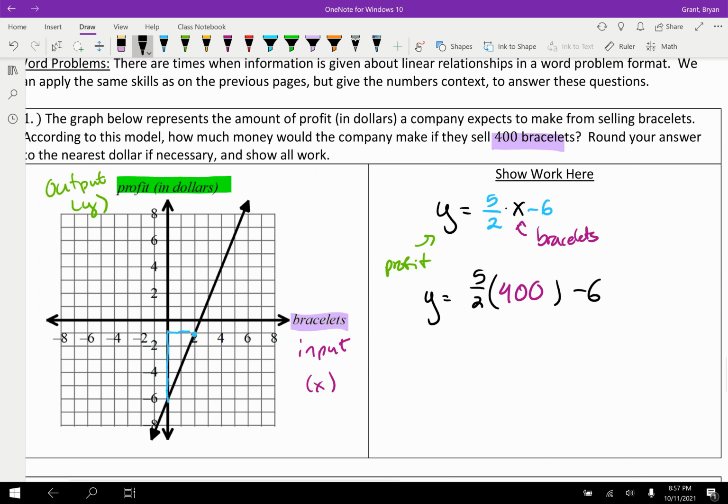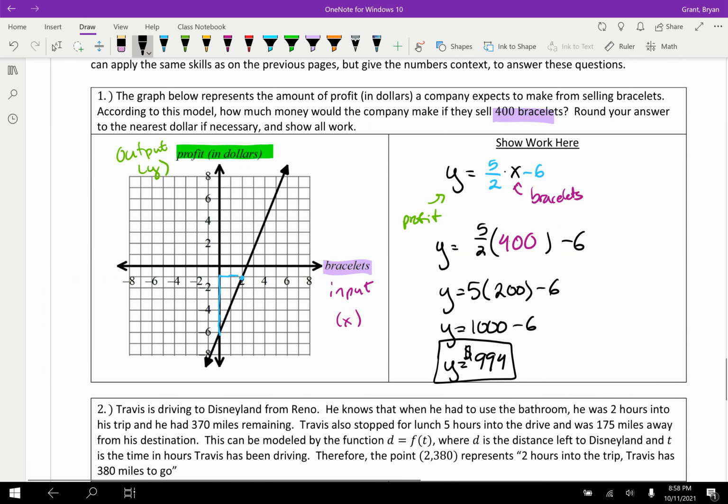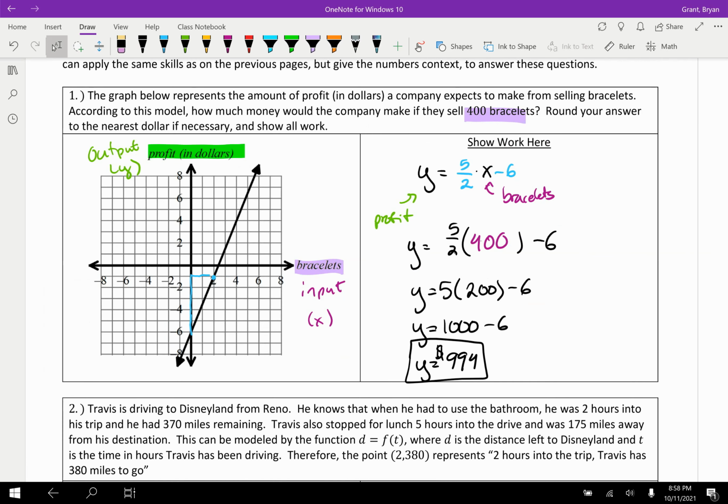Well, you can use a calculator here. However, with this fraction, I'm just going to do the 400 divided by 2 first. 400 divided by 2 is 200. And then I'm going to do 5 times 200, which is 1,000. And then 1,000 minus 6 is $994. And so, if you sell 400 bracelets, you will have made $994, which kind of sounds nice.